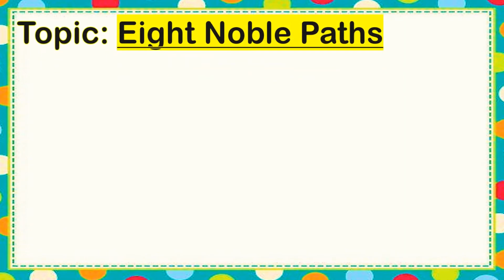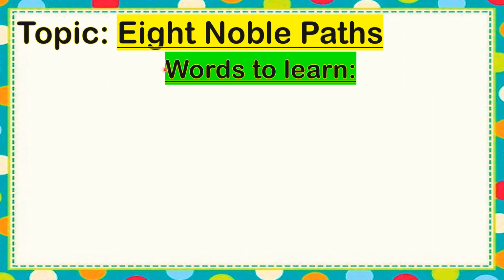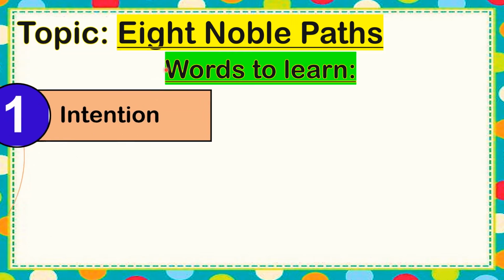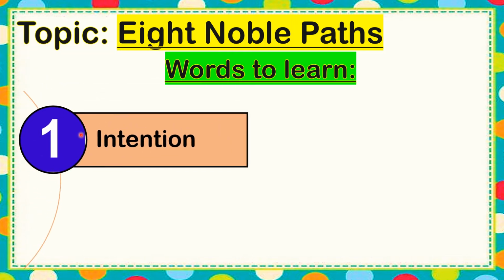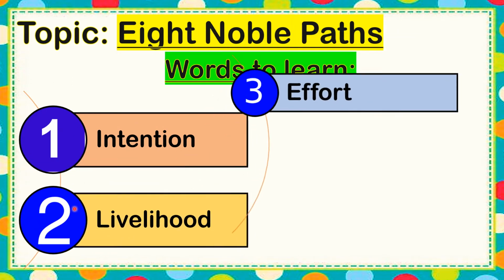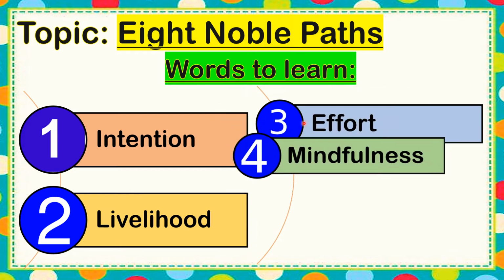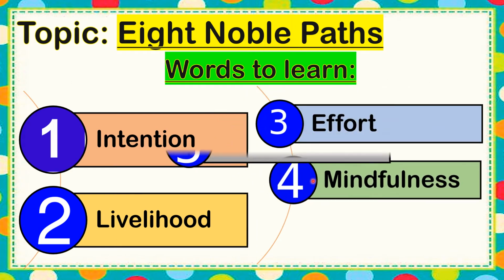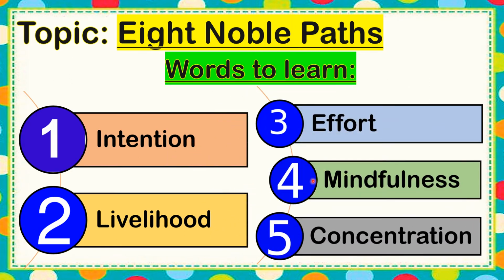Class, our topic for today is about 8 Noble Paths. But first, let us read the words to learn that we will be discussing all throughout our discussion. It will serve as a tool for our better understanding of our topic for today. The first word is intention. The second word is livelihood. The third word is effort. The fourth word is mindfulness. And the last word is concentration.